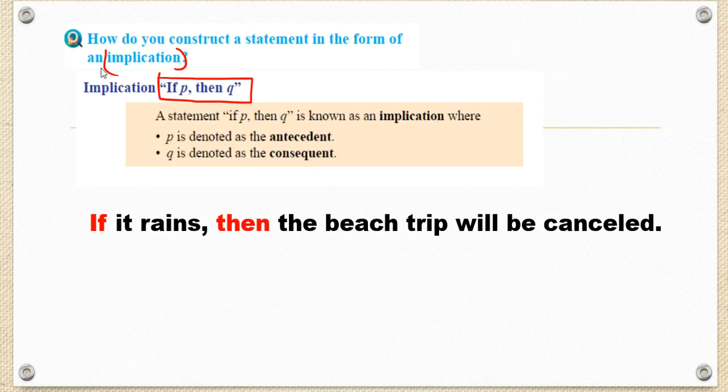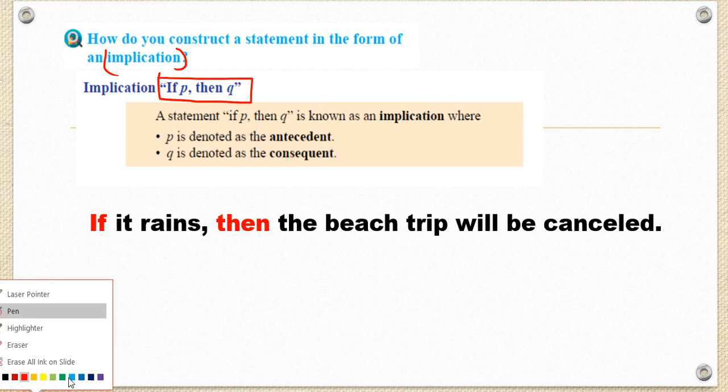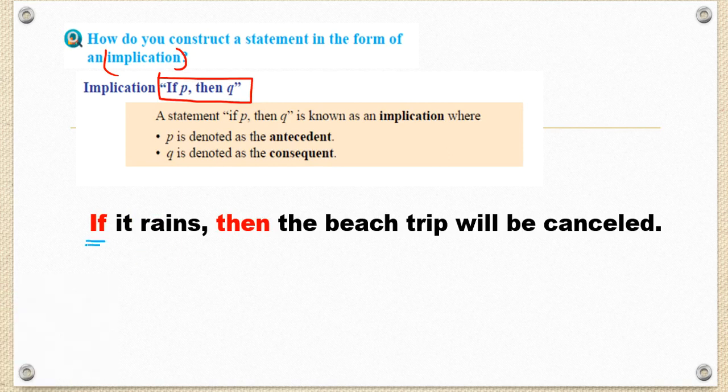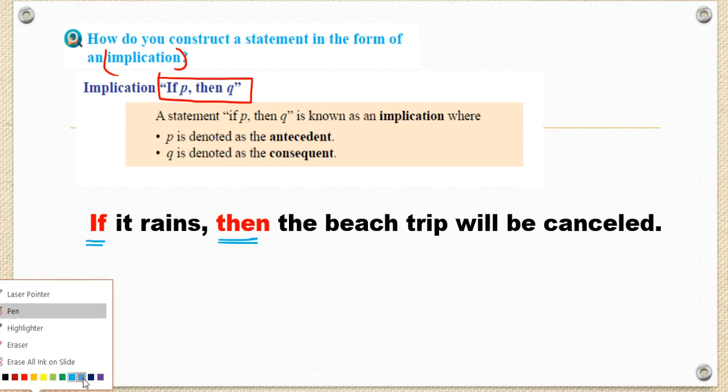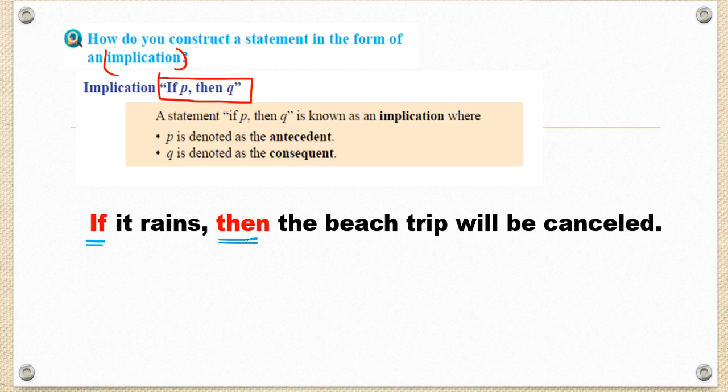Alright, this one. Okay, implication. This is something new for you. So we look at this sentence here: if it rains, then the beach trip will be cancelled. This sentence is called an implication because they have the if and they have the then. If you see these two words, if something, then something, it is called an implication.